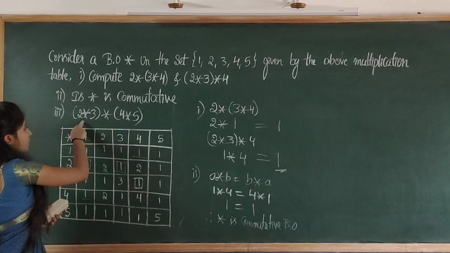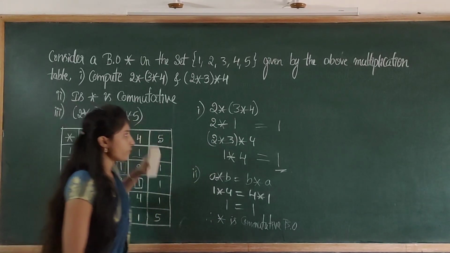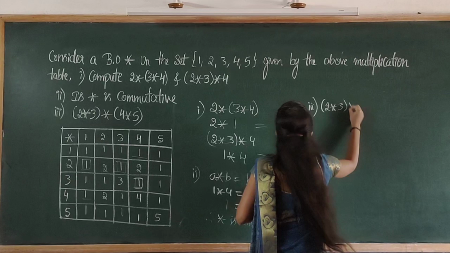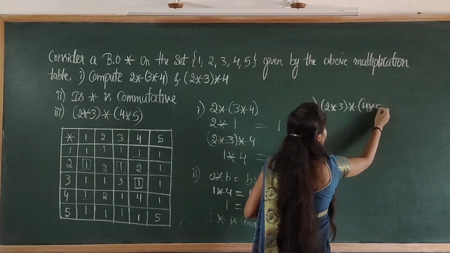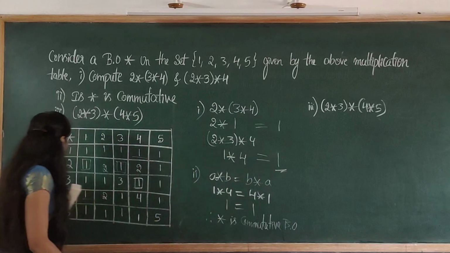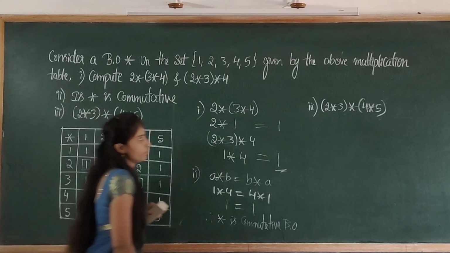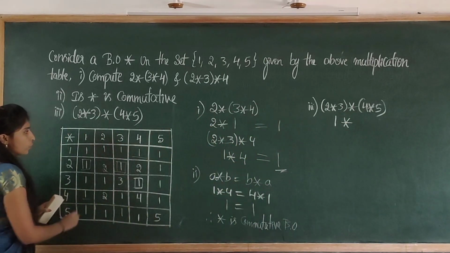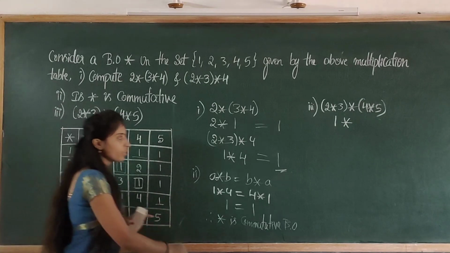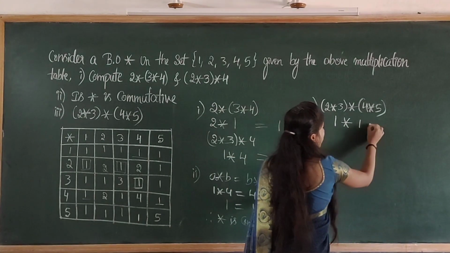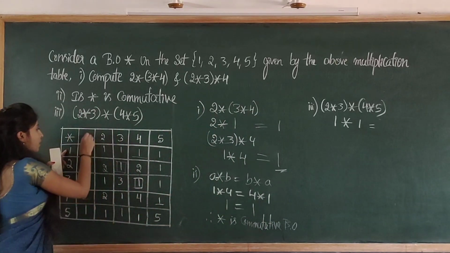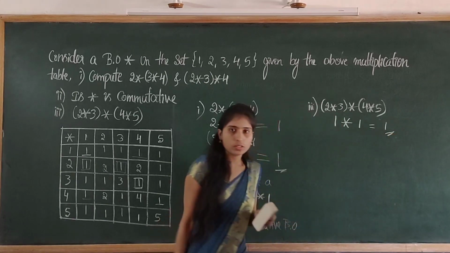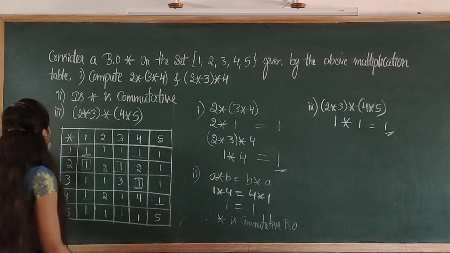The next third one is 2 star 3 star 4 star 5. First we write 2 star 3. What is given for 2 star 3? 2 star 3 is 1, right? Then 1 star 4 star 5. What is given for 4 star 5 is 1 only, right? So 1 star 1 we have to check now. 1 star 1 is what? 1 star 1 is 1.